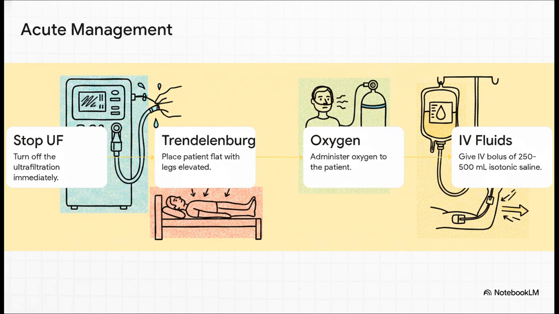When the pressure tanks, the medical team has to act fast with a really active protocol. Step 1, stop the ultrafiltration. Just stop pulling fluid. Step 2, get the patient flat and elevate their feet in the Trendelenburg position to let gravity push blood back toward the heart and brain. Throw on some oxygen, and if they still aren't rebounding, you push a fast IV bolus of 250 to 500 milliliters of isotonic saline to instantly pump up that vascular volume.